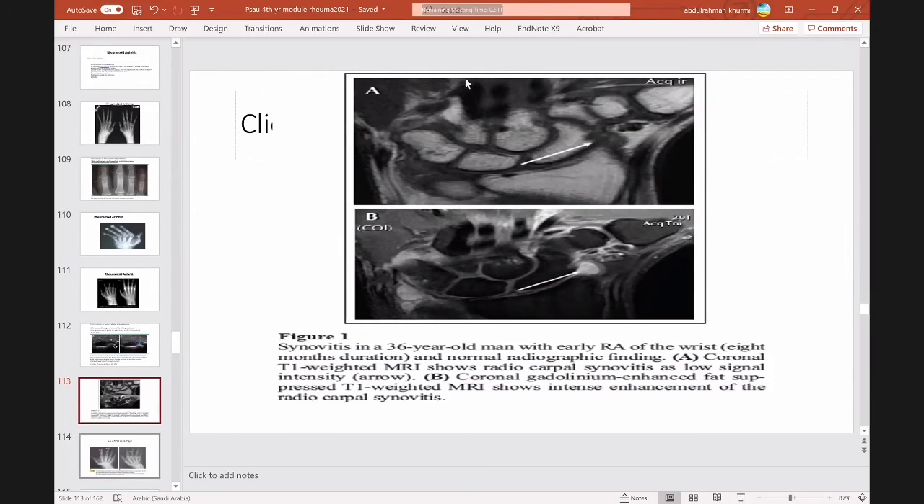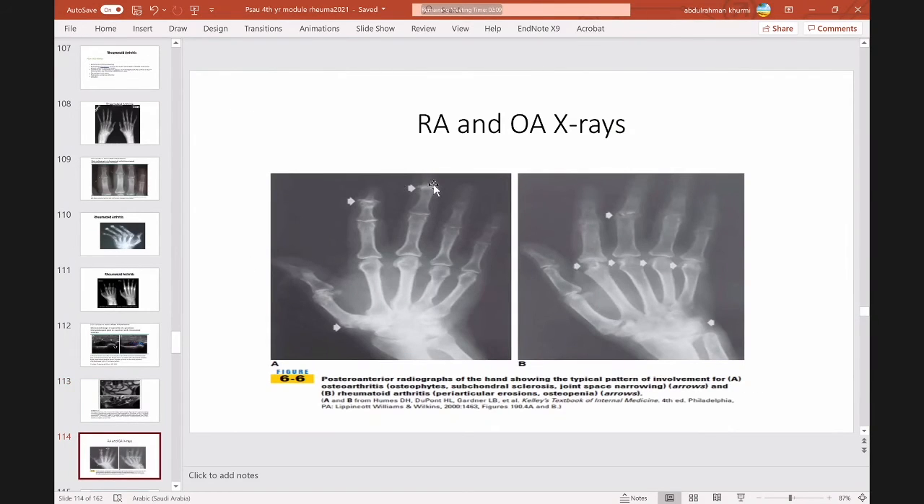This is the osteoarthritis because it involves the distal. This is rheumatoid arthritis. Rheumatoid involves the proximal. Yeah, but distal is osteoarthritis. Clear.